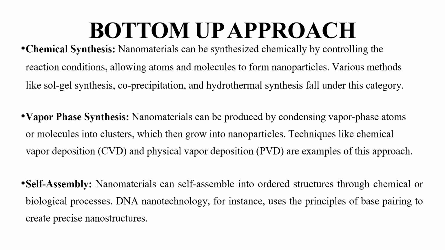Bottom-up approach involves three processes: chemical synthesis, vapor phase synthesis, and self-assembly synthesis. In chemical synthesis, nanomaterials can be synthesized chemically by controlling reactions and allowing atoms and molecules to form a nanoparticle, like sol-gel synthesis, co-precipitation, and hydrothermal synthesis. Vapor synthesis techniques like chemical vapor deposition and physical vapor deposition are examples of this approach. Self-assembly can assemble ordered structures through chemical or biological processes. DNA nanotechnology, for instance, uses the principles of base pairing to create precise nanostructures.